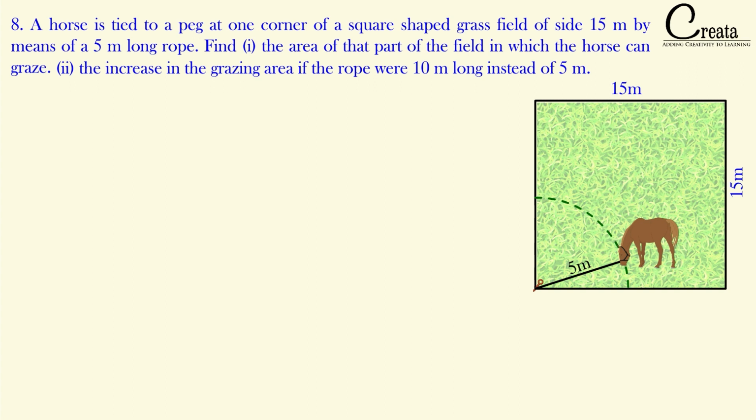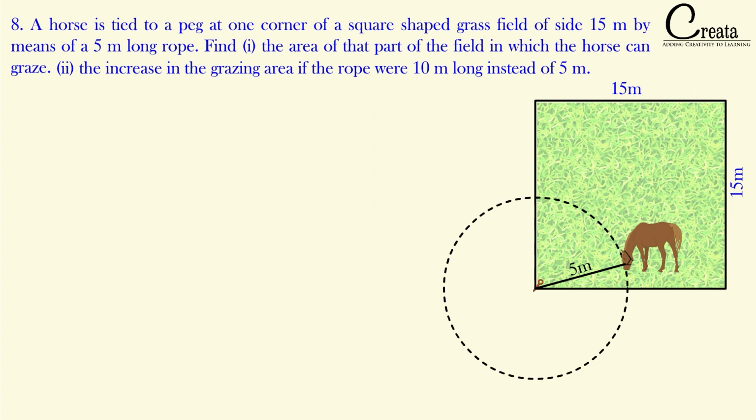The horse is tied to the peg through the rope. If this rope is fully stretched, then the horse can move only in the circular direction. Or the maximum area in which the horse can graze is circular in nature. This path will be circular. This rope will act as a radius. So the area in which the horse can graze, the outer boundary will be circular in nature. If we draw a circle with the center as the center of the peg, with the radius of 5 meter, which is the length of the rope, we can get a complete circle.